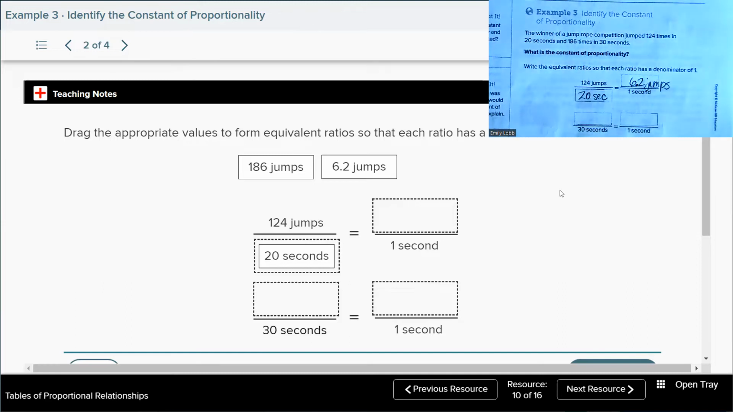Still jumps per second, right? Oh, look, they gave it to us. I wasn't even paying attention.